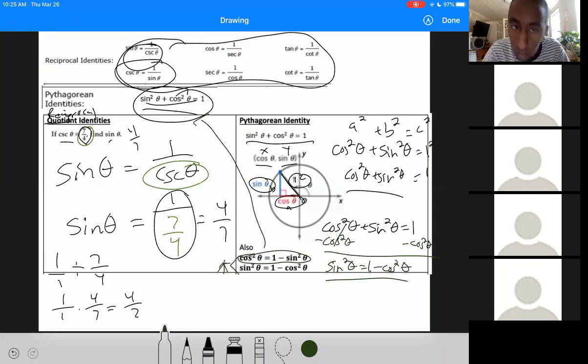So it's important to note that that identity, sine squared plus cosine squared equals 1, can also be rewritten and solved for either cosine or sine, okay? So that's that first Pythagorean identity.